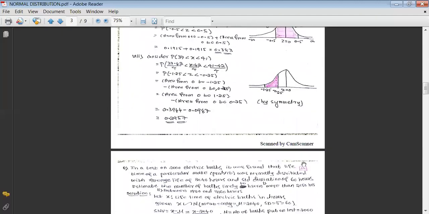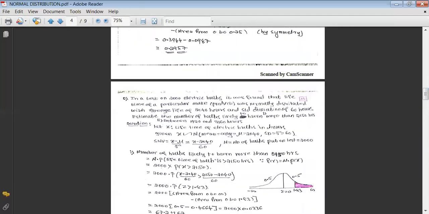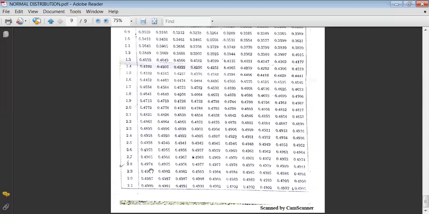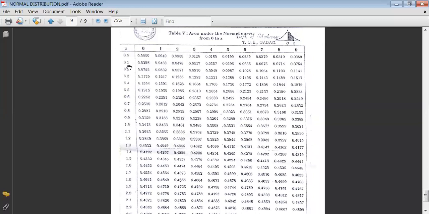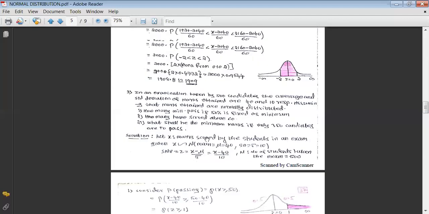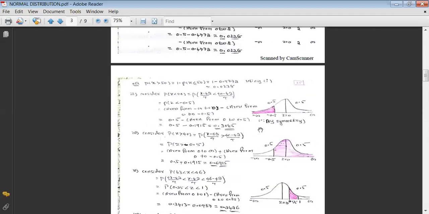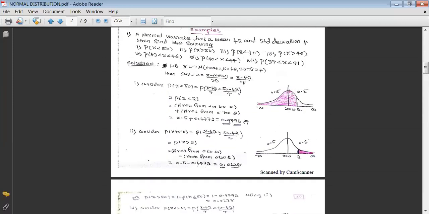Let us refer to the standard normal table. You come for Z, and the Z value is 2. For Z equal to 2, the area is 0.4772. So the area for that 2 is 0.4772, which we have taken, and the sum of them is going to be 0.9772. This is the probability that a normal variate x is less than 50.